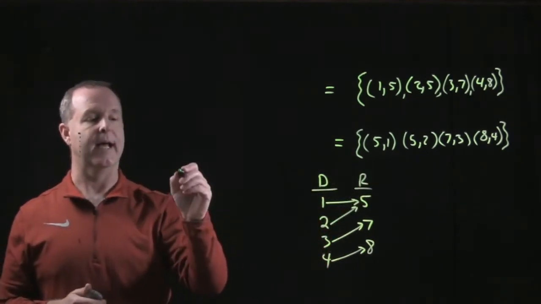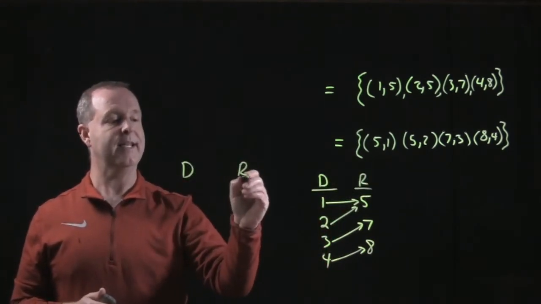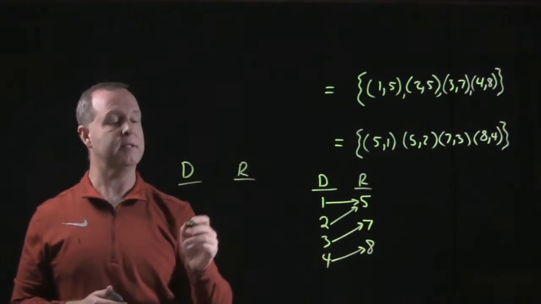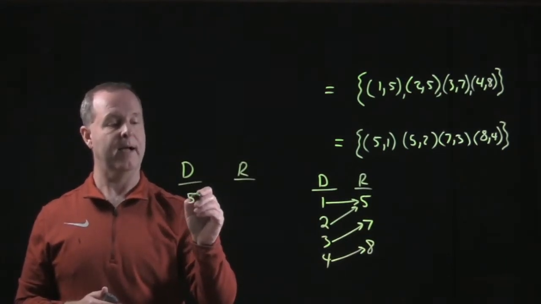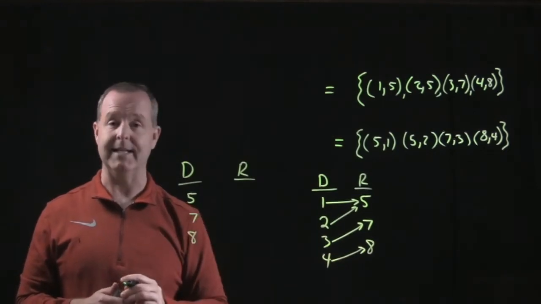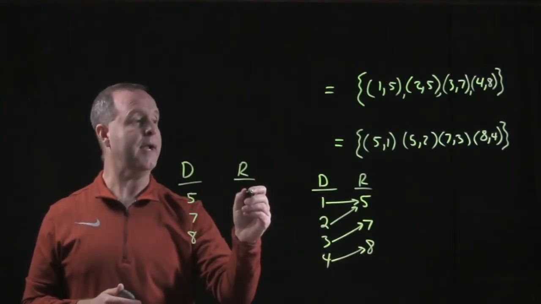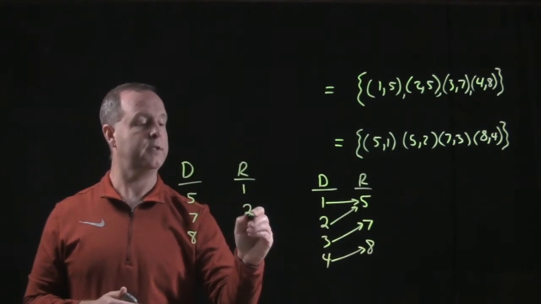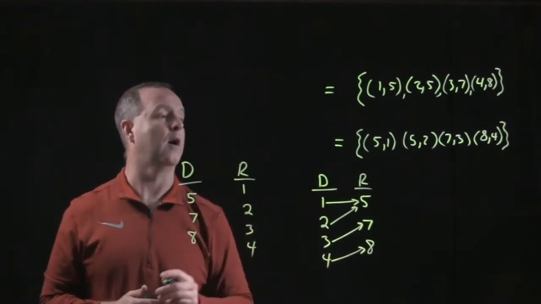Let's look at the second set. And I'm going to again just list them out, all the elements in my domain. I have a 5, a 7, and an 8. That's the entire listing of my domain. My range elements are a 1, 2, 3, and a 4.